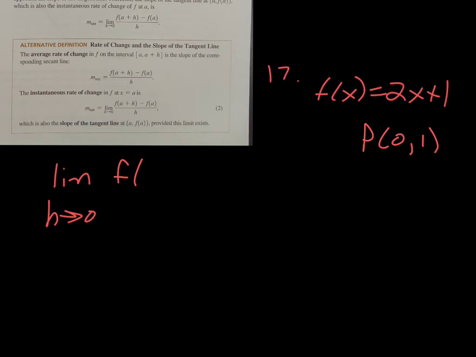Here, let's just do it different. Let's just do 19. I don't want you guys thinking that's what's going on. All right, so 19 instead is x squared minus 4. And then our point is 2, 0.